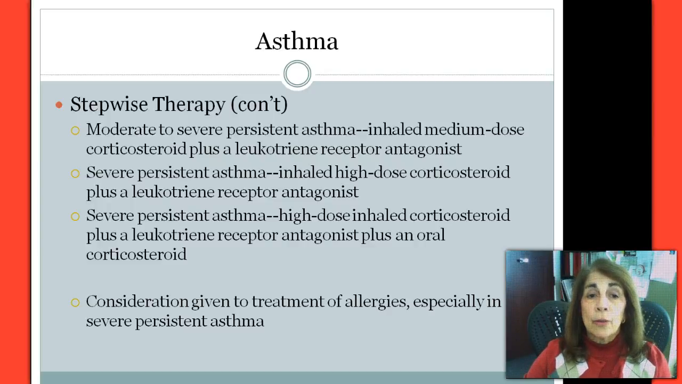So the milder form of severe persistent asthma requires an inhaled high-dose steroid plus a leukotriene receptor antagonist. If it's severe persistent asthma, you have the high-dose inhaled corticosteroid plus a leukotriene receptor antagonist plus an oral steroid such as prednisone. And of course, with patients who have severe persistent asthma, you really should consider determining what they are allergic to and treat accordingly.